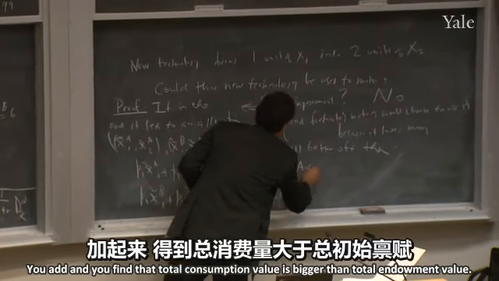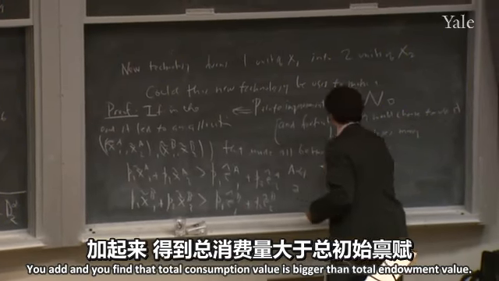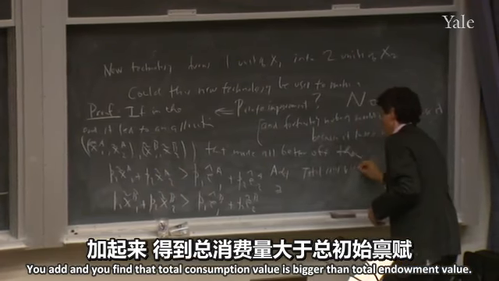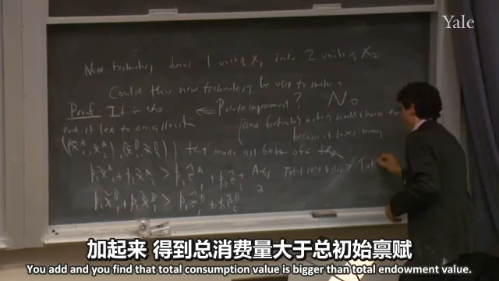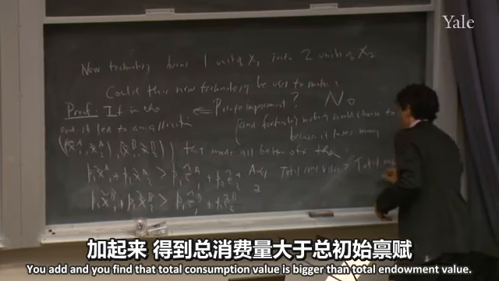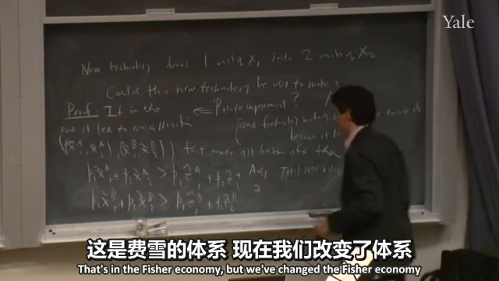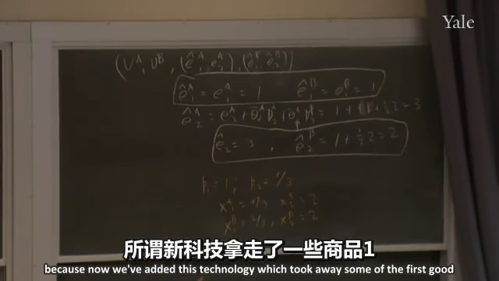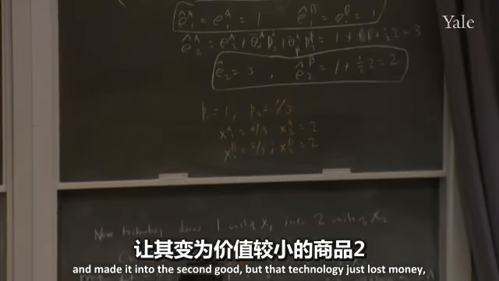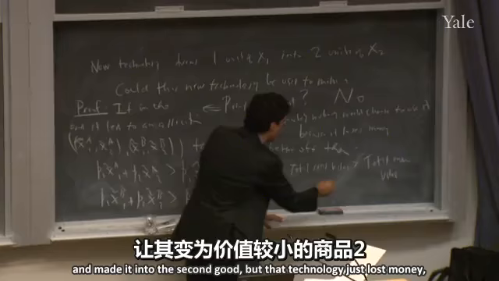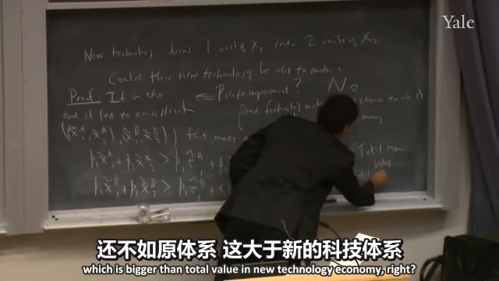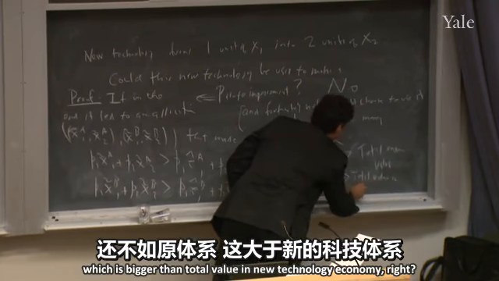You add, and you find that total consumption value is bigger than total endowment value. Okay, that's in the Fisher economy. But we've changed the Fisher economy, okay, because now we've added this technology which took away some of the first good and made it into the second good. But that technology just lost money, which is bigger than total value in new technology economy.